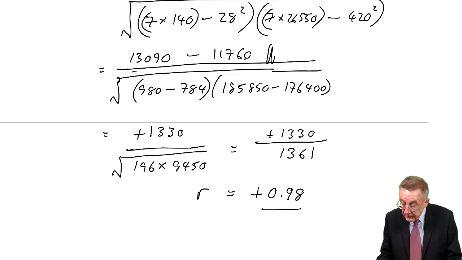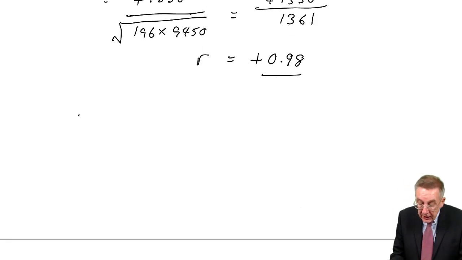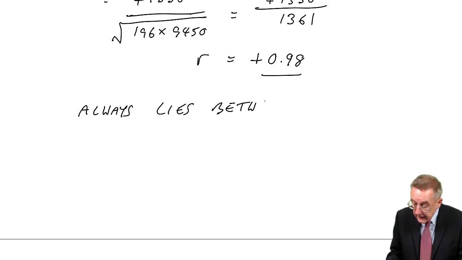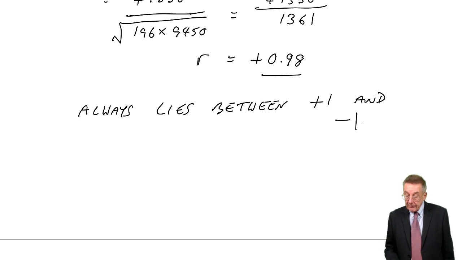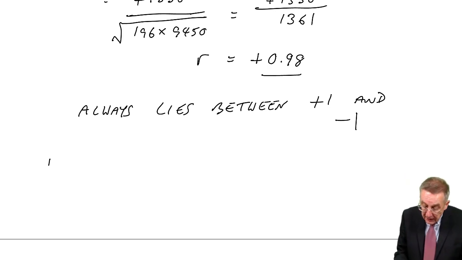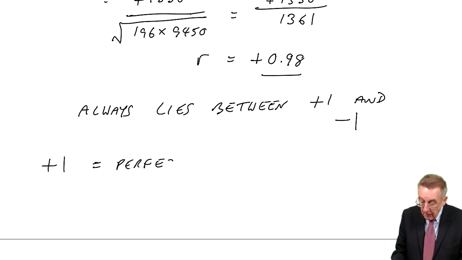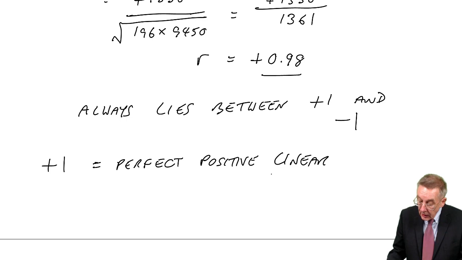Well, the significance of R, it will always lie between plus 1 and minus 1. Always. If it's plus 1, we say we have perfect positive linear correlation.